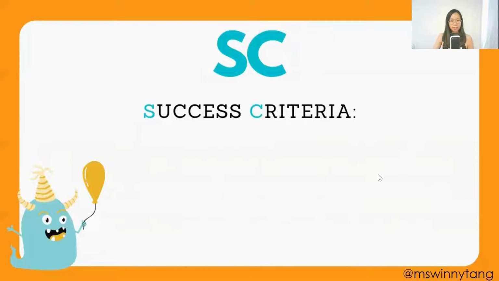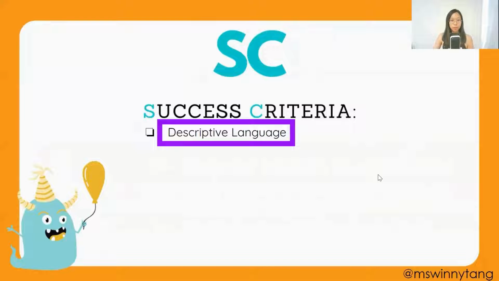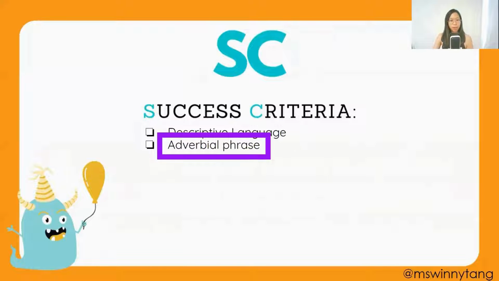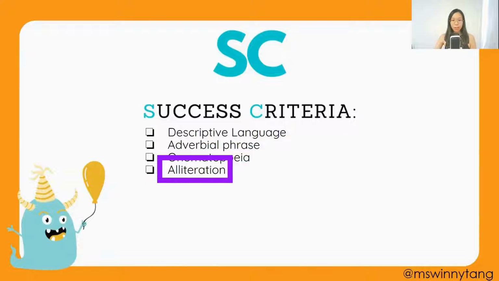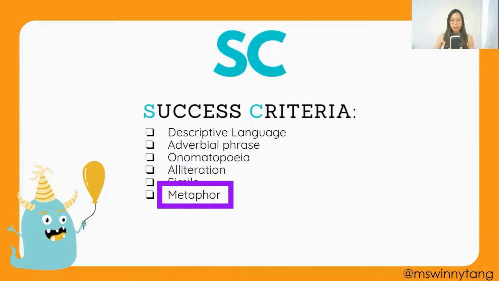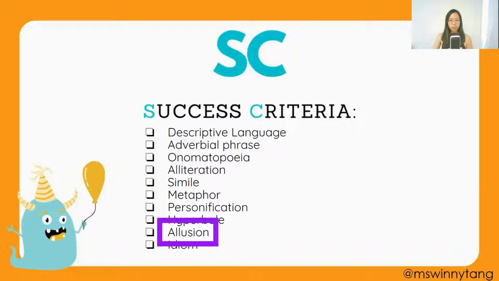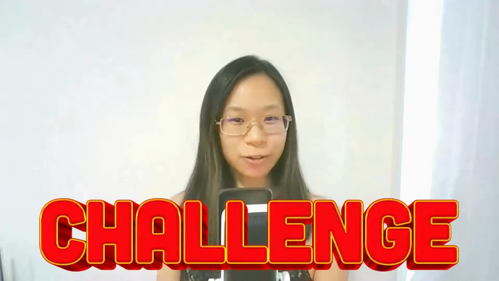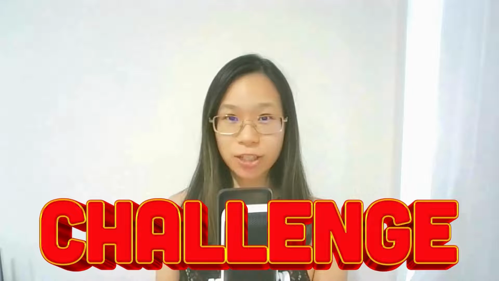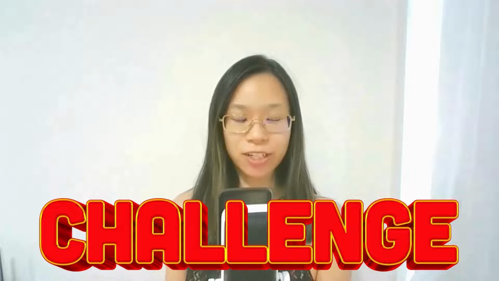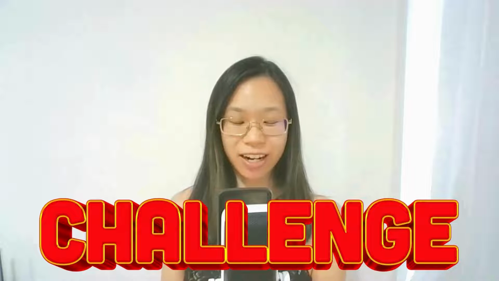Our success criteria today includes using descriptive language, adverbial phrases, onomatopoeia, alliteration, similes, metaphors, personification, hyperbole, allusion, idioms, and oxymorons. Are you ready for a challenge? Your challenge is to see if you can spot these language features throughout the narrative that I have written.